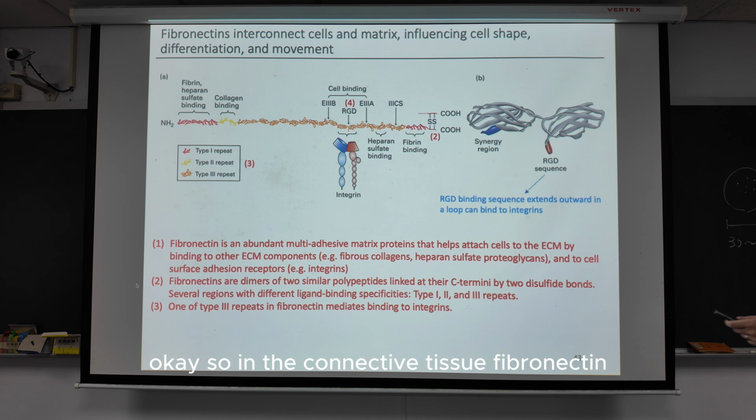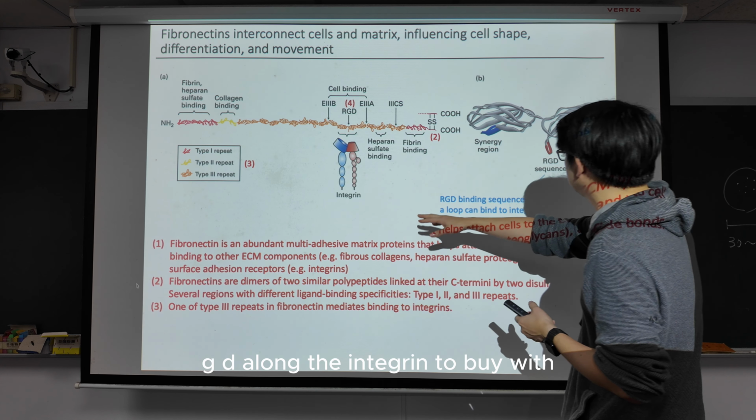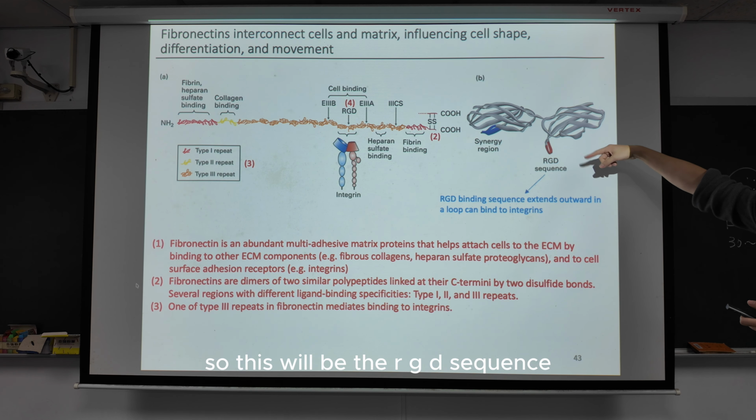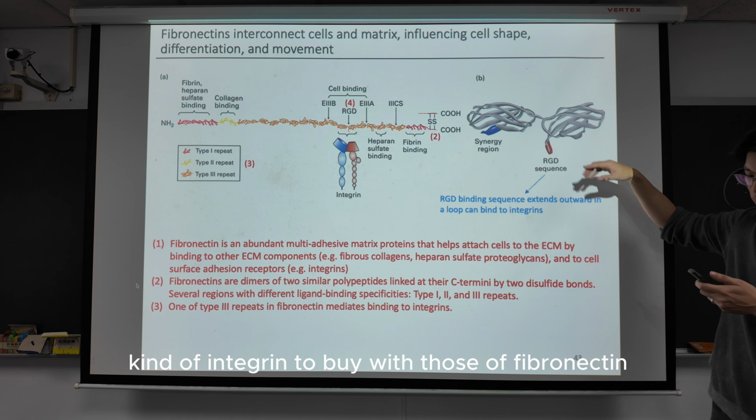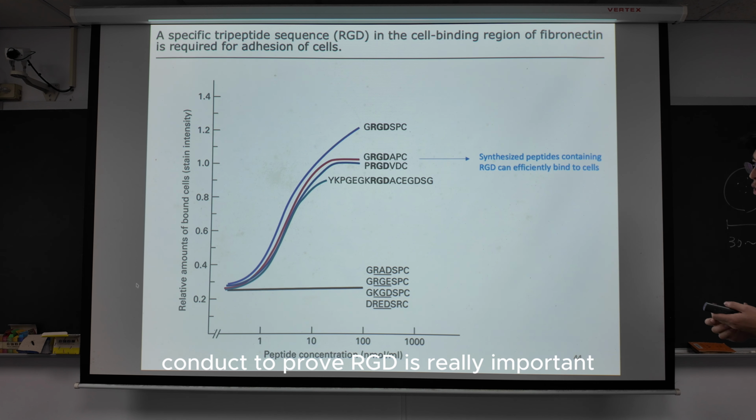So in the connective tissue, fibronectin contains a lot of binding sites, and a really important binding site is RGD, allowing the integrin to bind. So this will be the RGD sequence allowing integrin to bind with those of fibronectin. This is the kind of experiment researchers previously conducted to prove RGD is really important.